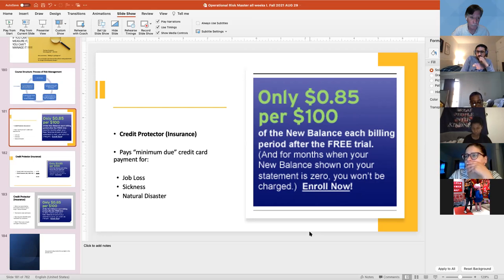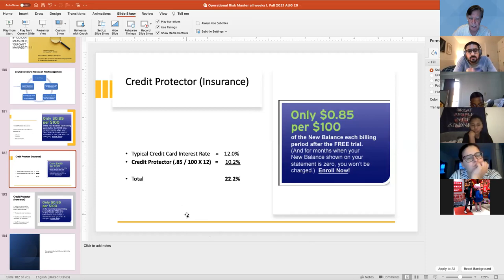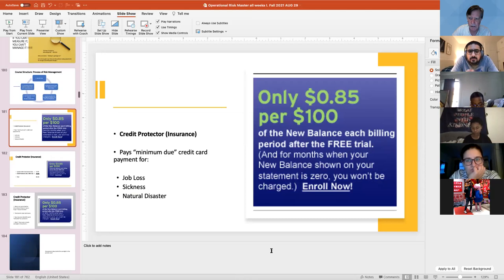The way it was marketed was confusing. I felt like it was a little underhanded. We went with it because it was the industry standard where they would say it's 85 cents per $100 of balance. But what that works out to is you had a typical credit card interest rate of about 12%, and 85 cents per 100 times 12 months is another 10%. So on an annual basis, it almost doubled the rate to get this kind of protection. Do you really feel like this is something that you're ever going to use?